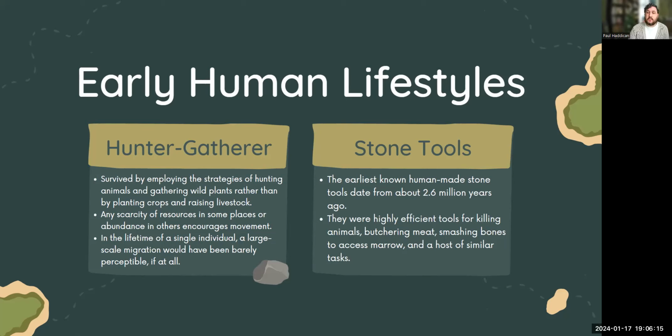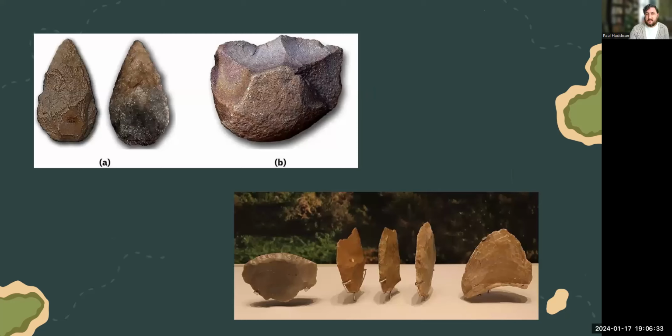The earliest known human-made stone tools are from 2.6 million years ago. So far earlier than our initial migration timeline. So that means we're pretty good at using these tools now. They're highly effective tools for killing animals, butchering meat, smashing bones, and all kinds of other tasks.